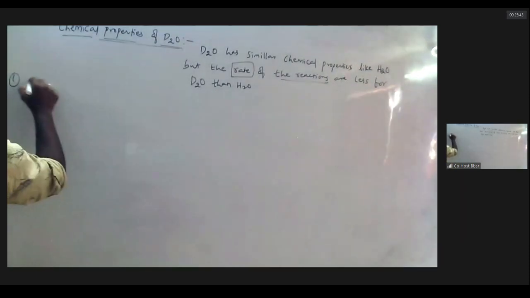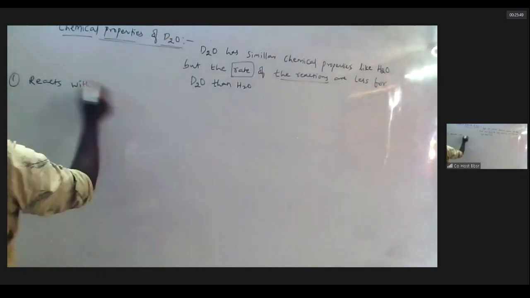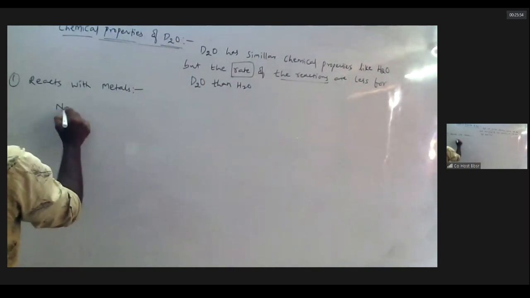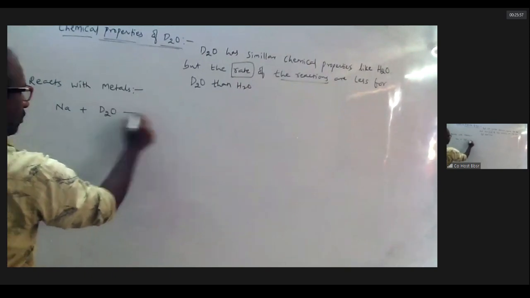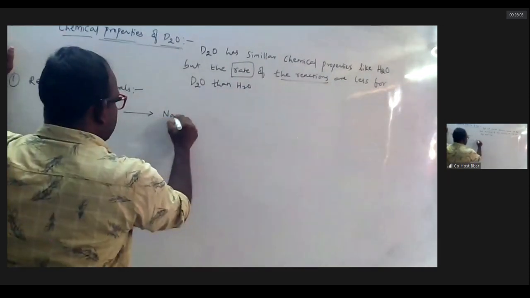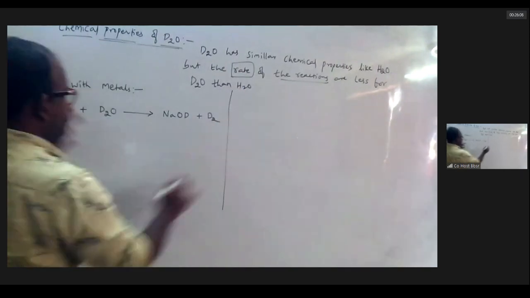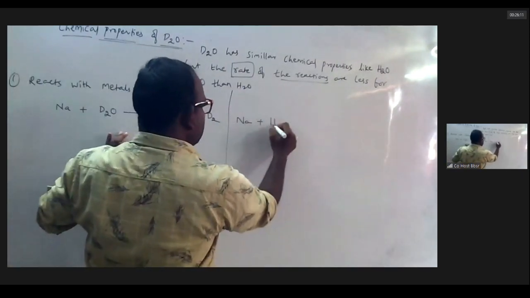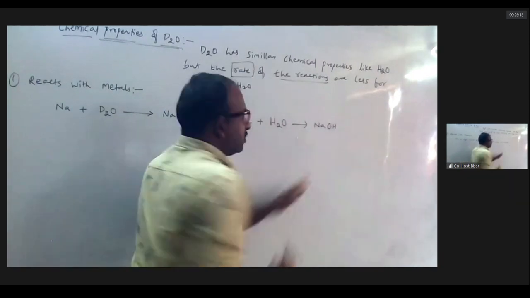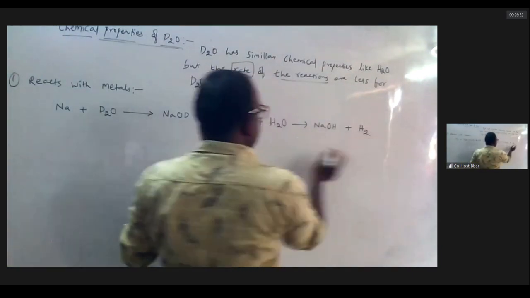First, D2O reacts with metals. Okay, sodium metal plus D2O. You get NaOD plus D2. You see, sodium metal also reacts with water to form NaOH, sodium hydroxide, or not? Plus H2 will be released.